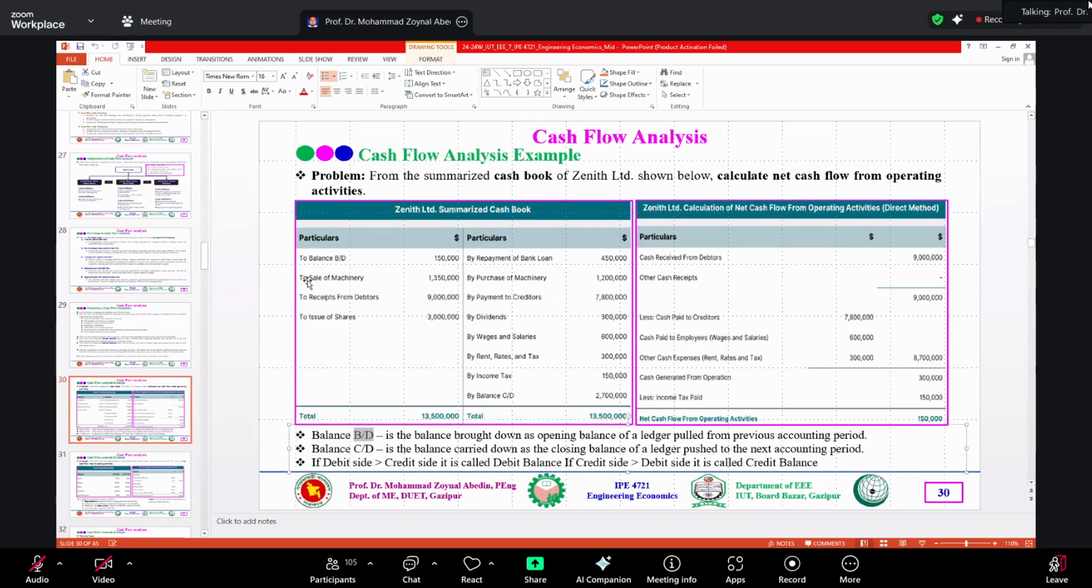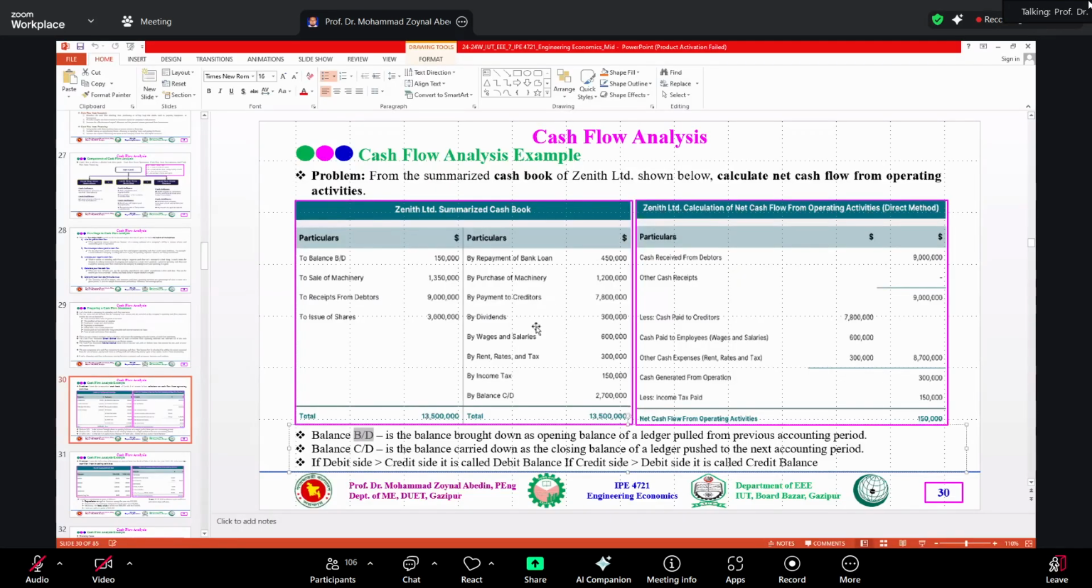And if you sell the machinery, you'll get the money. If you receive from the debtors, this is also cash inflow. If you issue shares, people will buy the shares and you will get the money. So all this money is the credit, meaning the cash inflow, which will come to your pocket. 135,000,000 US dollars. This is the credit side. This is the revenue, and this is the positive value, cash inflow.